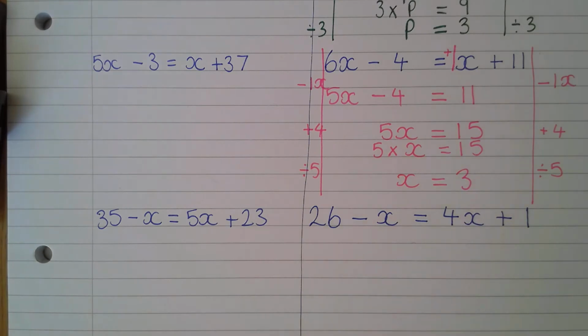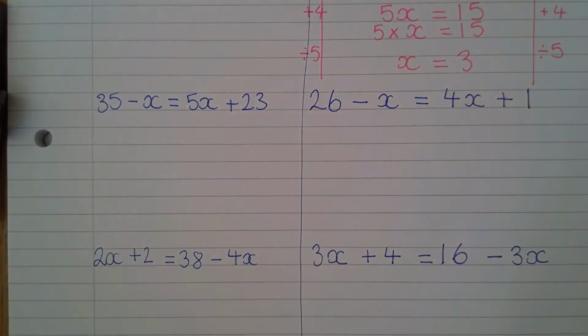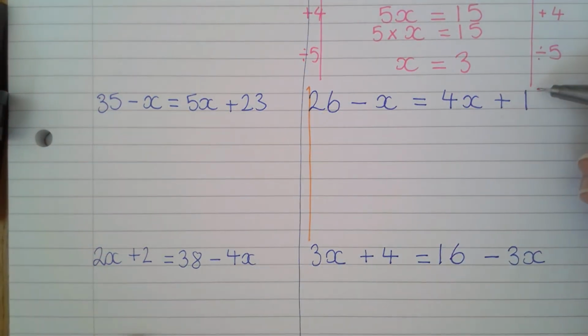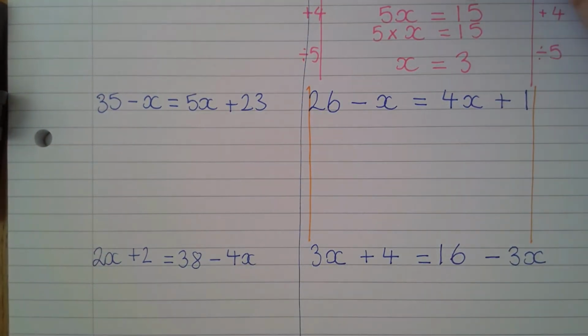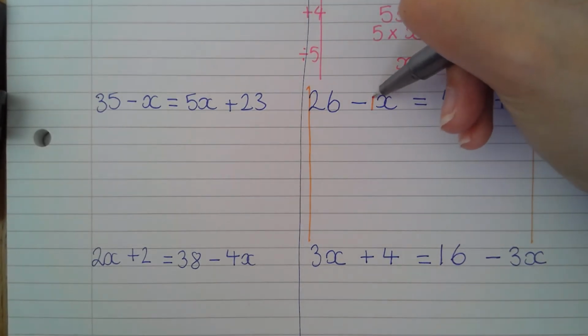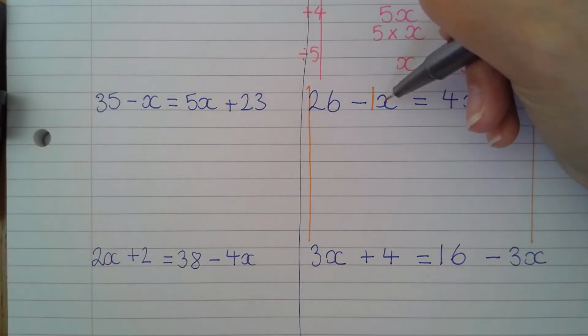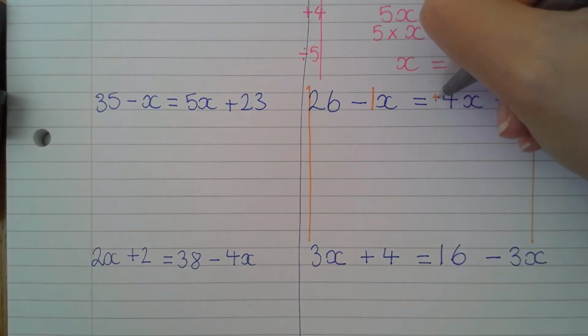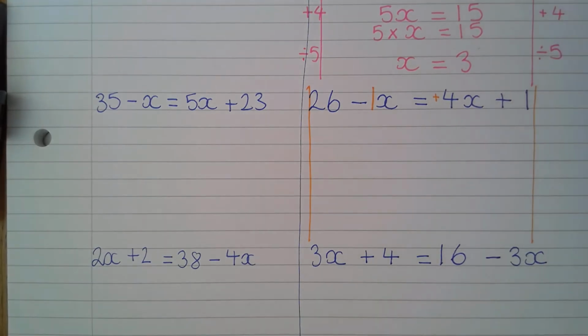Next one, 26 take away x equals 4x plus 1. So I'm going to draw my stabilizers in. So I've got x here. Remember, if it's not got a number before it, it's 1. But this time it's take 1x. And this time that is 4x. That's not got a symbol for it. It's plus 4x plus 1.